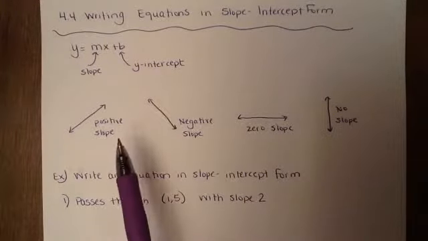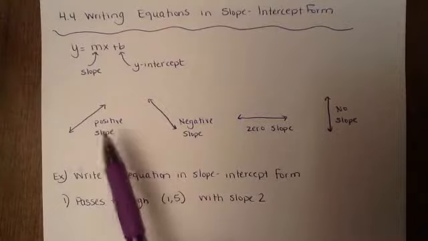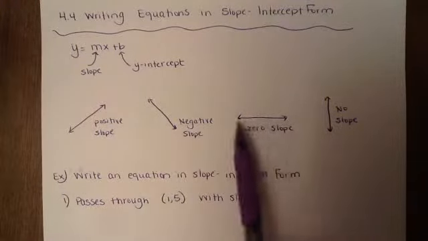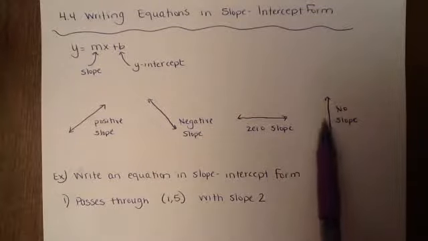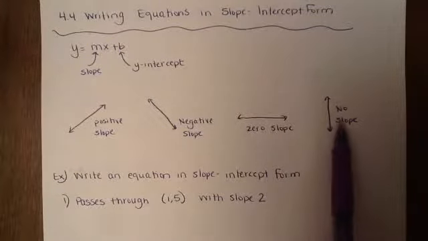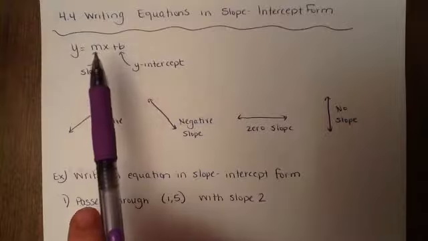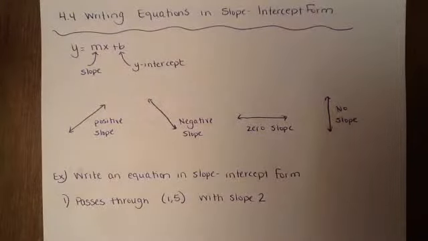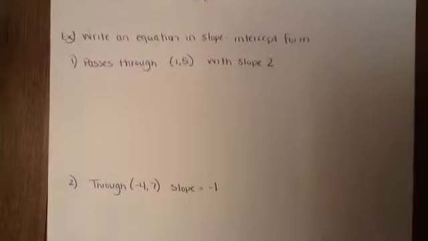We've also talked about there being four types of slopes: positive, negative, zero slope, which is left to right, and up and down, which is no slope or undefined. The two most important things we need are our slope and y-intercept in order to write these. So let's take a look at one of these examples.